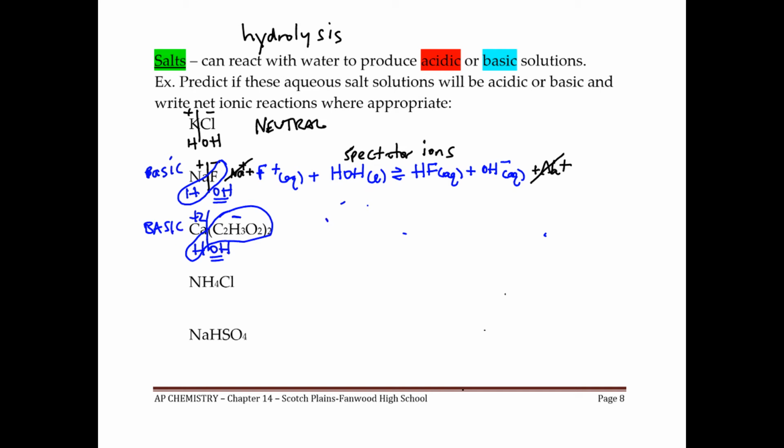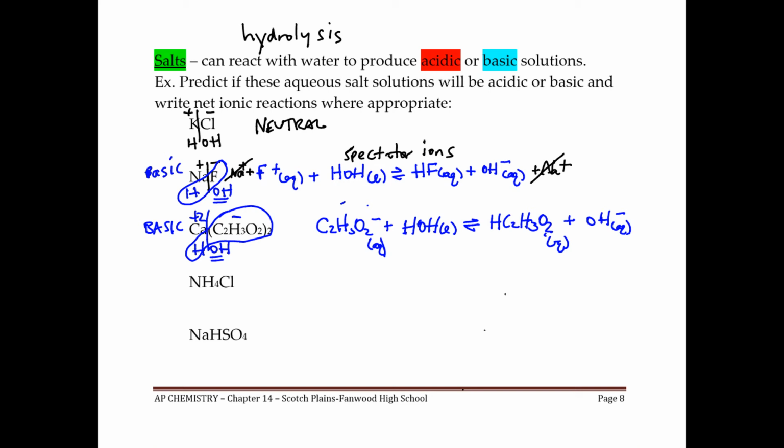And how do we write this? We take the acetate, C2H3O2 minus. We're going to react that with water, which I personally like to write HOH. Then you form the acetic acid because the acetate wanted to grab the H from the water, leaving behind hydroxide, which again makes the solution basic. This is aqueous, liquid, and aqueous. Again, the spectator ion would have been the calcium.